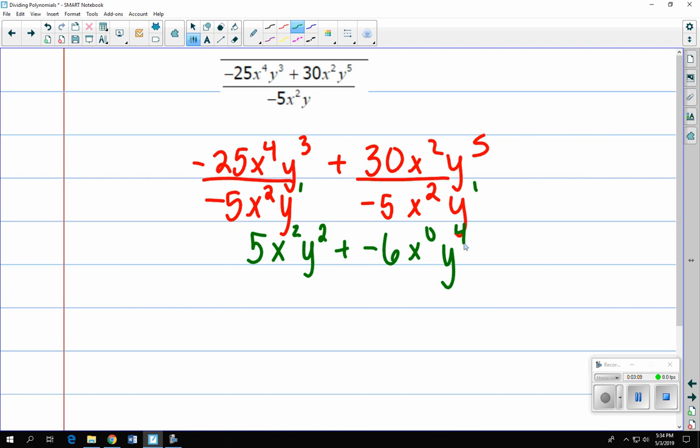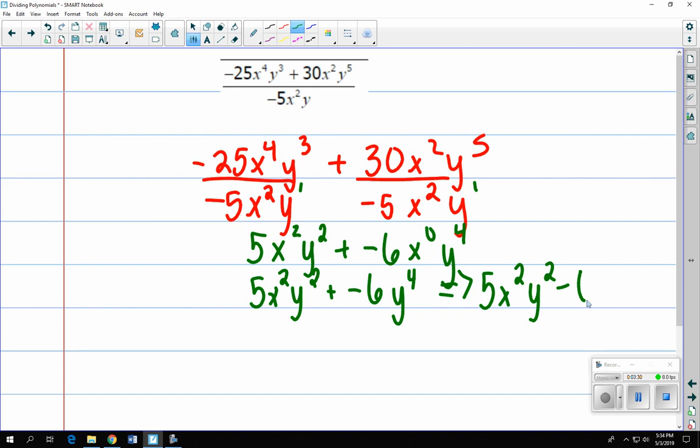When we look at this, we're looking to see if we can simplify any terms. I know anything raised to the 0 power is 1. So now I have 5x squared y squared, plus a negative 6y to the fourth. That is one way we can write our answer. Another way that we can write it is 5x squared y squared minus 6y to the fourth. I cannot do anything else with this question because I do not have like terms.